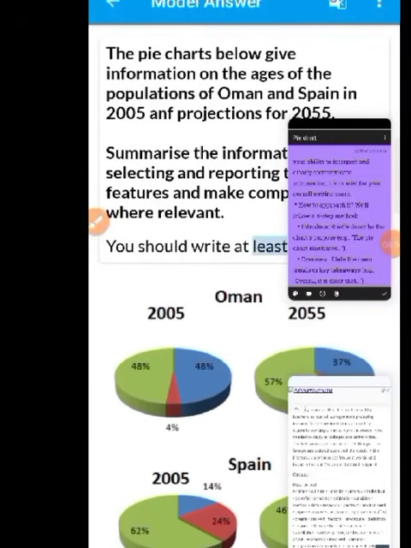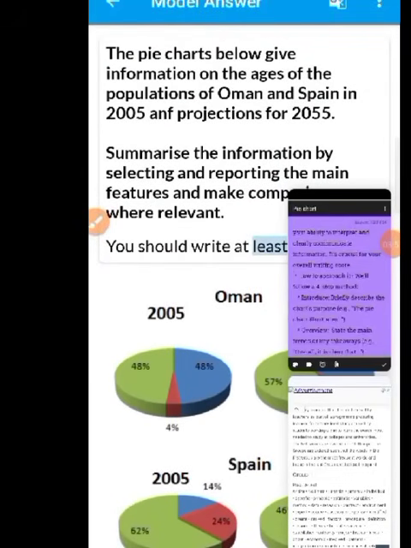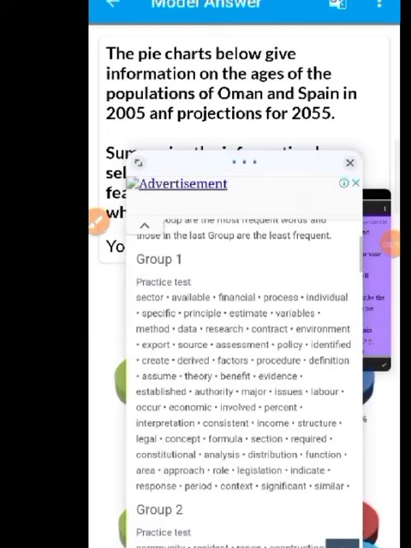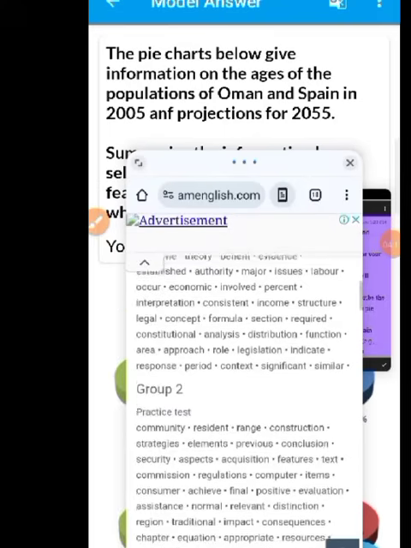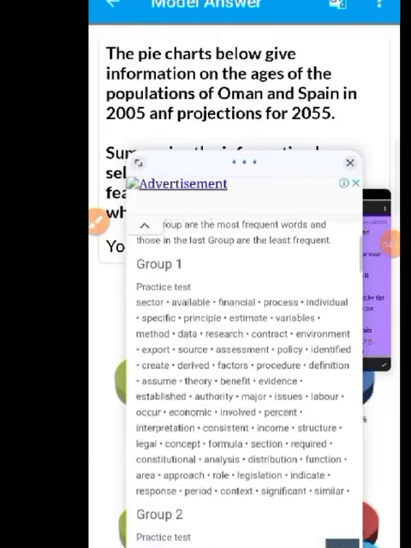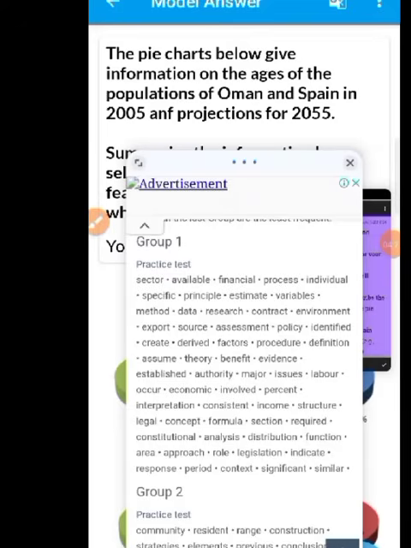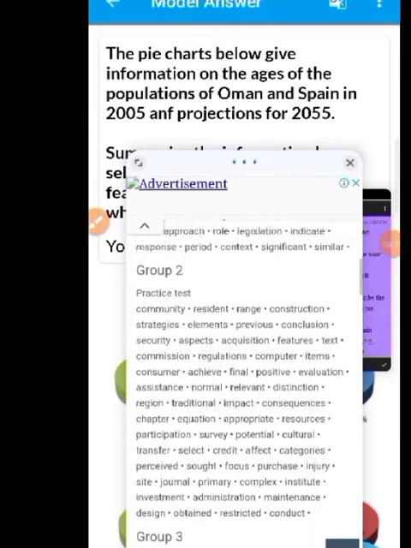So, coming back, let's see, do we have anything in our first group? The pie charts below give information. So instead of give, like I have told you, we can use utilize, we can use illustrates, represents. You can take a screenshot of this, or you can pause the video here. These are also words that are specifically used for task one.